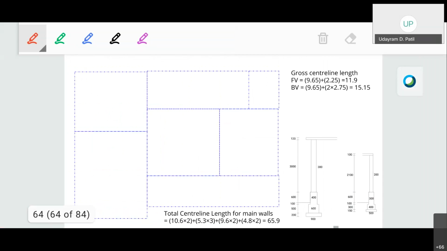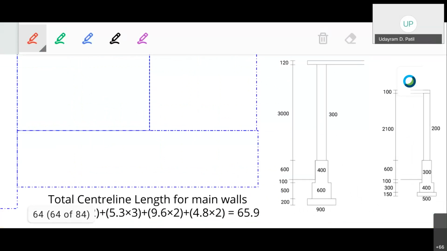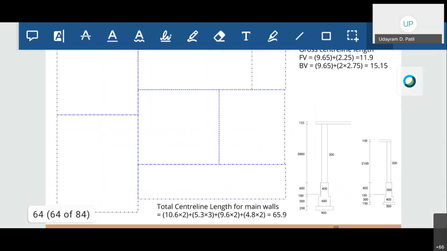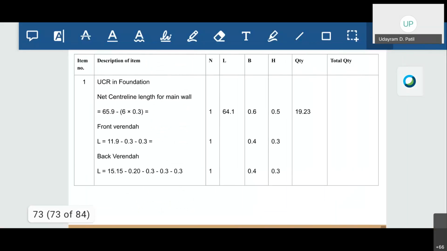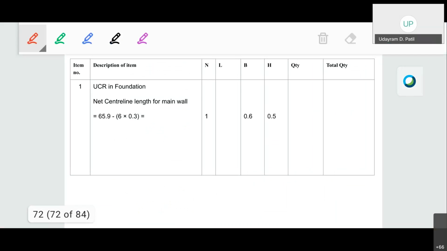As for the section, for the main wall, the width of the UCR masonry is 600 mm and the height is 500 mm, that is 0.6 meter and 0.5 meter. Okay, and for the secondary wall, the width of the UCR masonry in the foundation is 0.4 and height is 0.3. So the length for the UCR masonry for the main wall is 9.6.